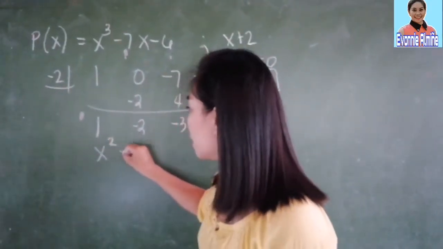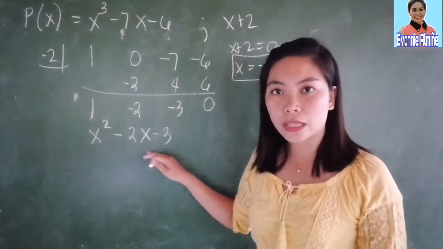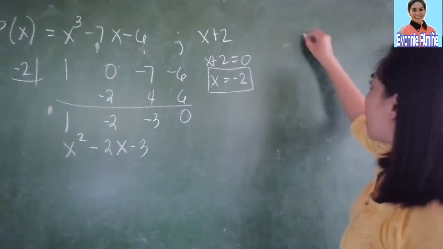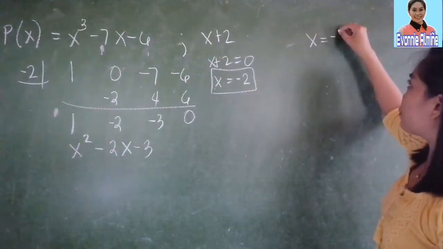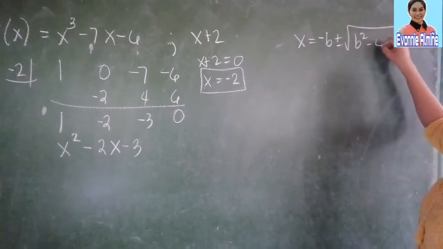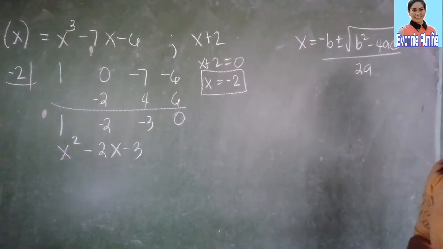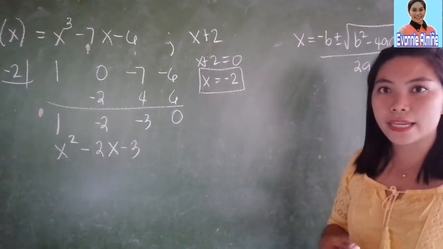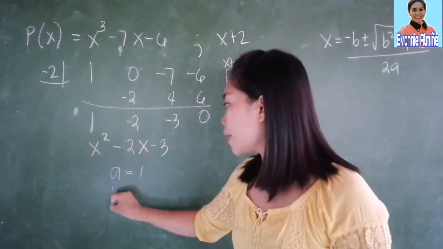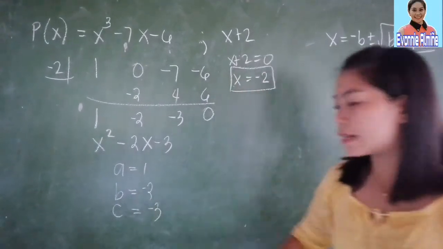So, you have x squared minus 2x minus 3. So, yan po yung quadratic equation natin. Now, let's apply the quadratic formula. So, you have x is equal to negative b plus or minus the square root of b squared minus 4ac all over 2a. Okay, i-identify natin yung value ni a, ni b, at saka ni c. So, value of a is 1, b is negative 2, and c is negative 3.